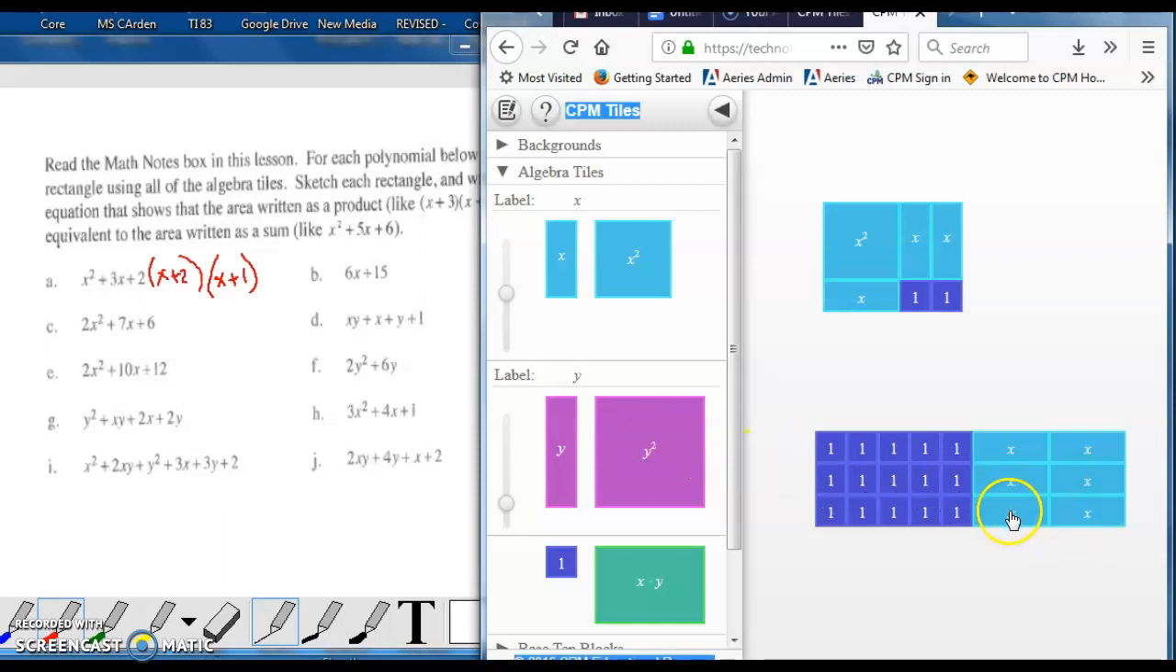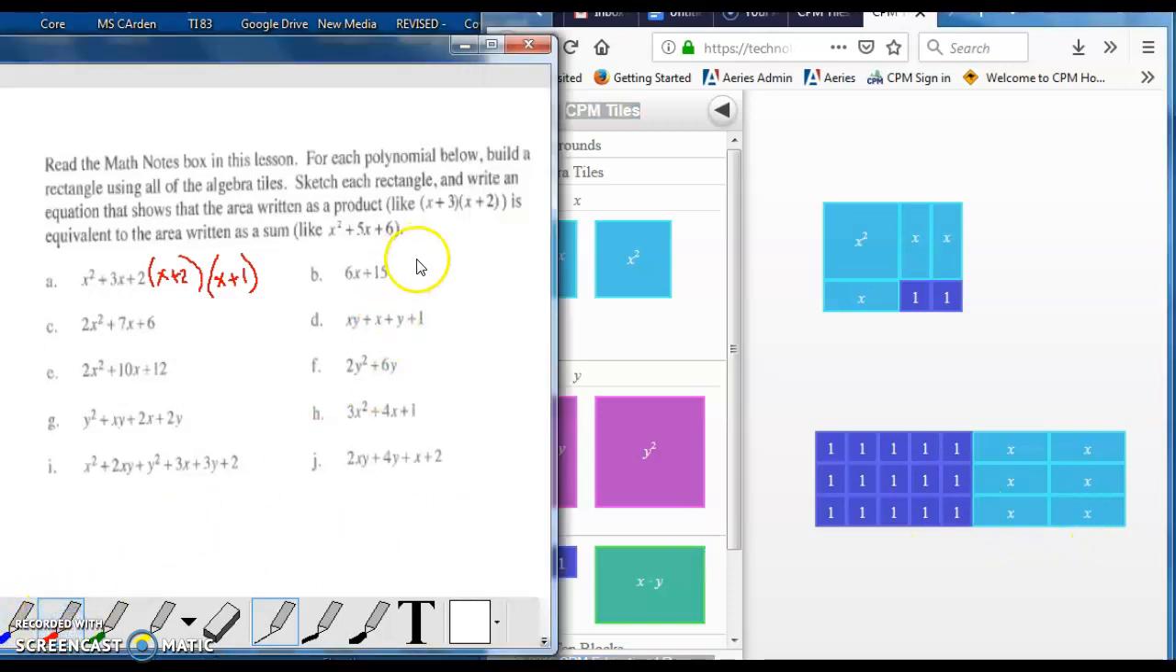I have x plus x, which is 2x. I knew if I played around with it long enough, I'd figure it out. So I got 2x, and I got 1, 2, 3, 4, 5. So plus 5, and then 1, 2, 3. So I have a 3 on the outside. I can put the 3 on the inside. All right, there we go.